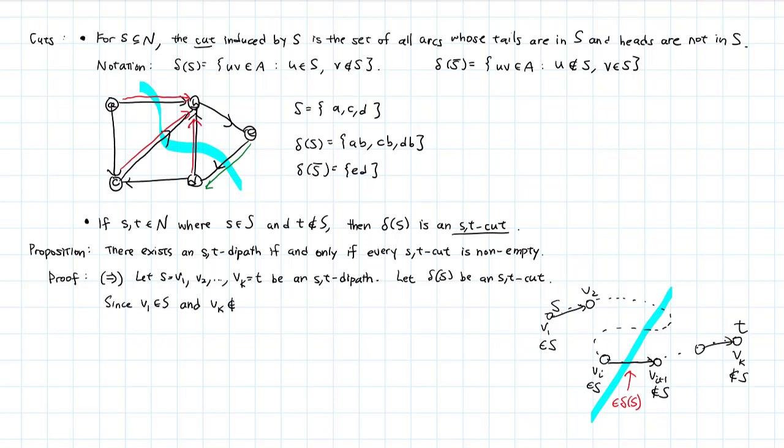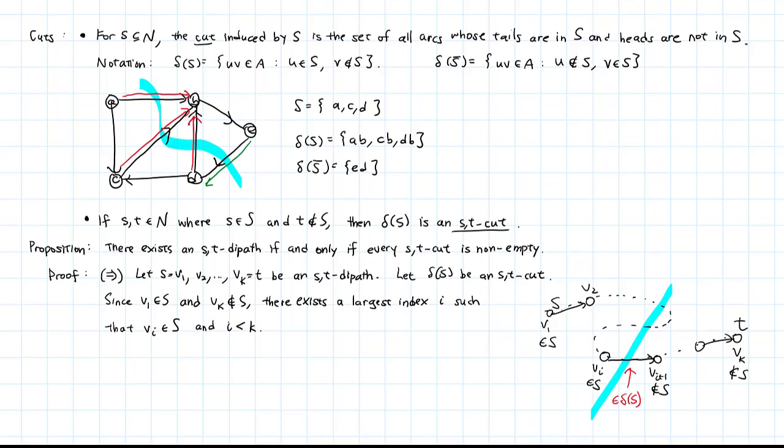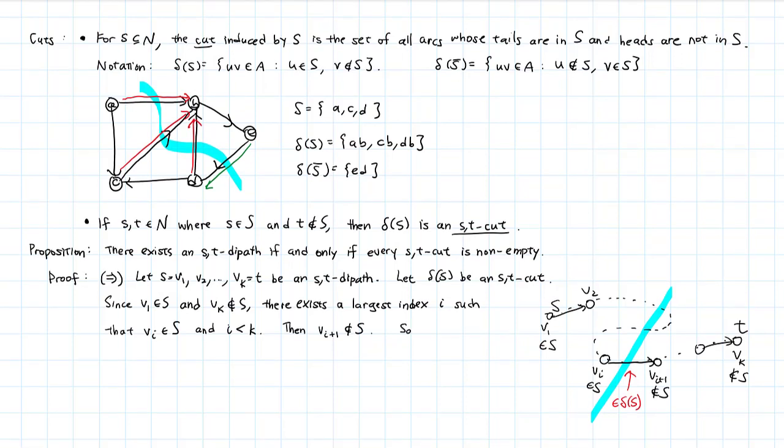Since V1 is in S and Vk is not in S, there exists a largest index i such that Vi is in S and i is less than k, meaning Vi is not the very last node, which is T. Then Vi+1 is not in S. So Vi being in S and Vi+1 being not in S implies that Vi+1 is in delta of S. So delta of S is non-empty. This completes this half of the proof.